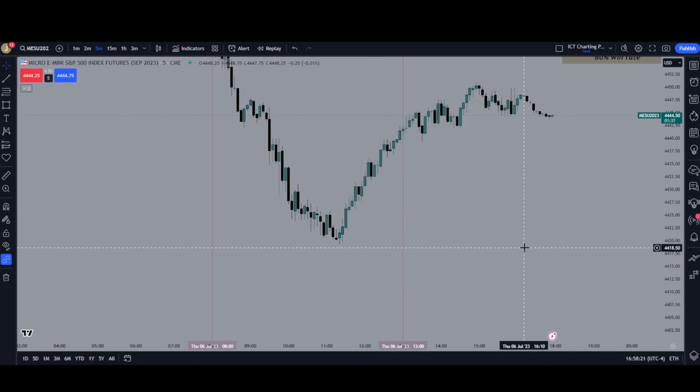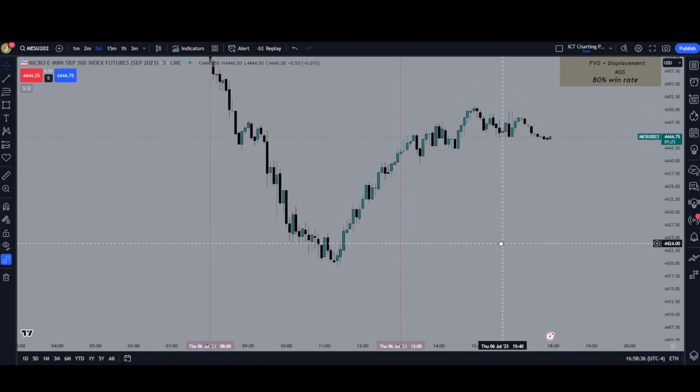Unfortunately, we didn't get the fill on the model. One thing I do want to mention is that with this model, you're going to have larger stop losses because you're playing on a bigger time frame. So sometimes your stop losses may be five handles, six handles, which is okay because you're going for five handles every single time and you're winning 80% of the time.